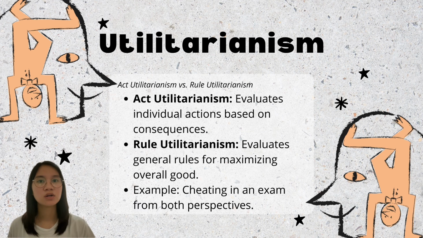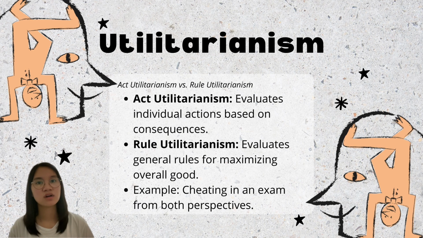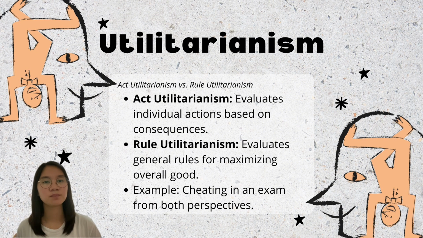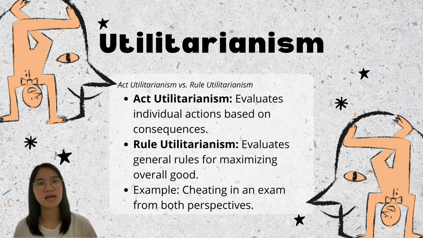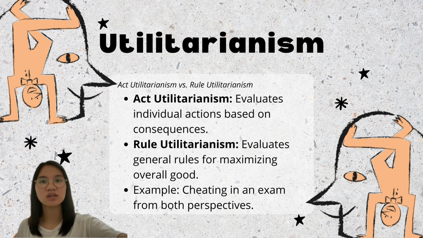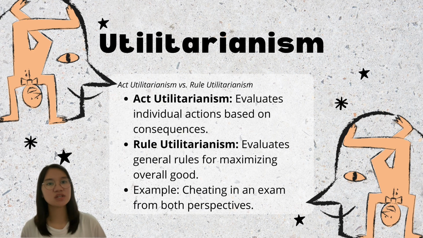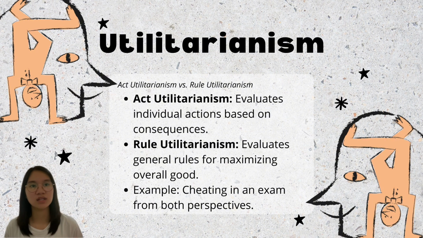In contrast, rule utilitarianism evaluates the morality of general rules rather than individual actions. Instead of analyzing specific acts, rule utilitarians ask what rules, if followed by everyone all the time, will maximize overall happiness. The focus is on creating consistent moral guidelines that, when applied broadly, lead to the greatest good for society as a whole. To better understand the distinction, let's consider the example of cheating on an exam.